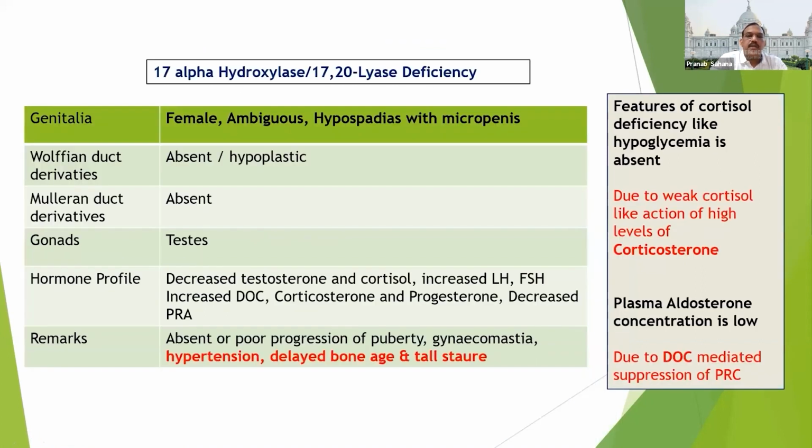Next is 17-alpha hydroxylase or 17,20 lyase deficiency. 17-alpha hydroxylase performs 17-hydroxylation of pregnenolone or progesterone to 17-hydroxypregnenolone or 17-hydroxyprogesterone. The presentation can be female, or ambiguity, or hypospadias with micropenis, that is hypoplastic male. In the hormonal profile, there will be low testosterone and cortisol, increased LH and FSH, and increased deoxycorticosterone, corticosterone and progesterone. An unusual and important feature of this condition is hypertension, tall stature and delayed bone age.